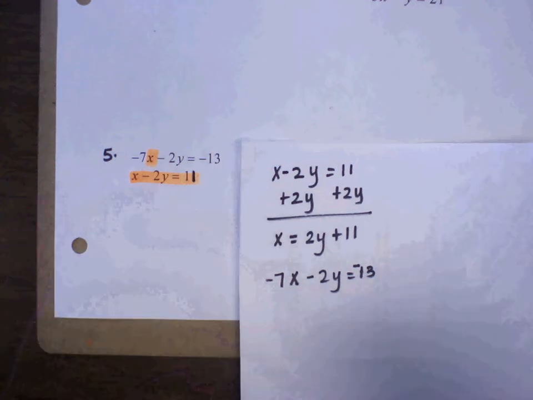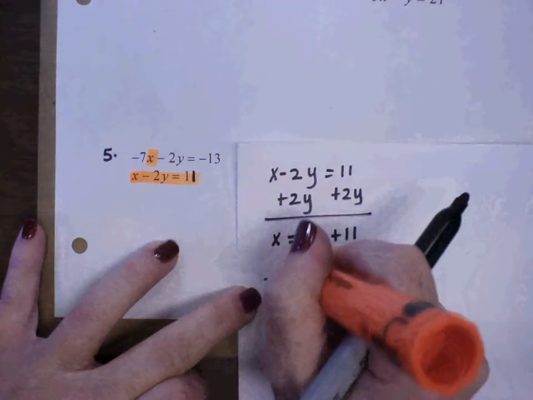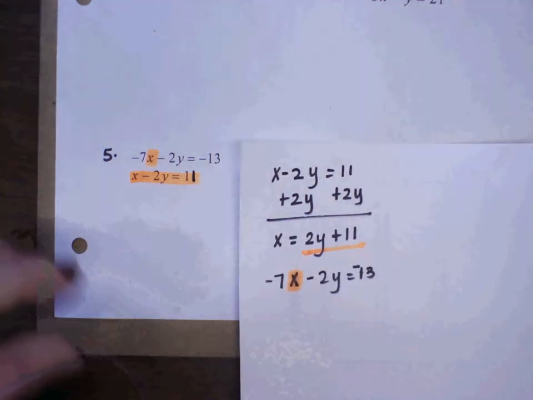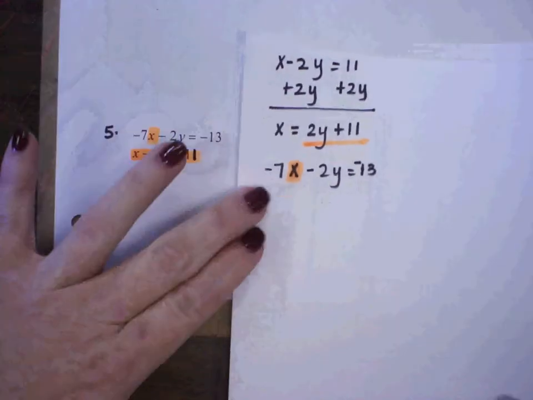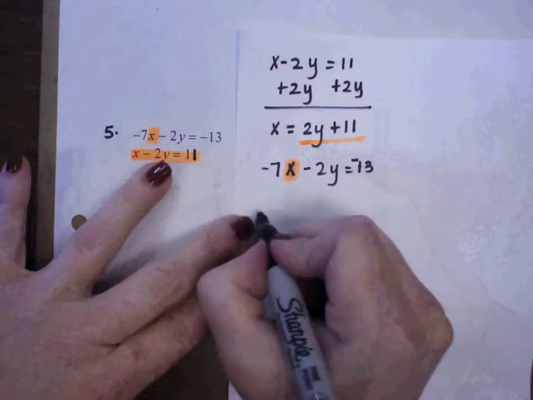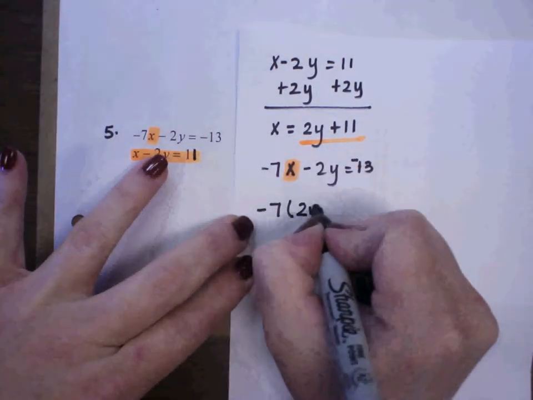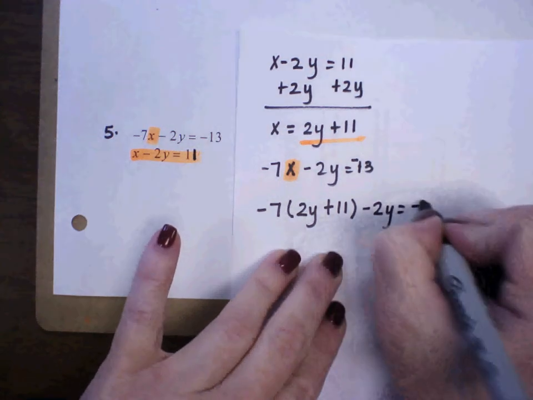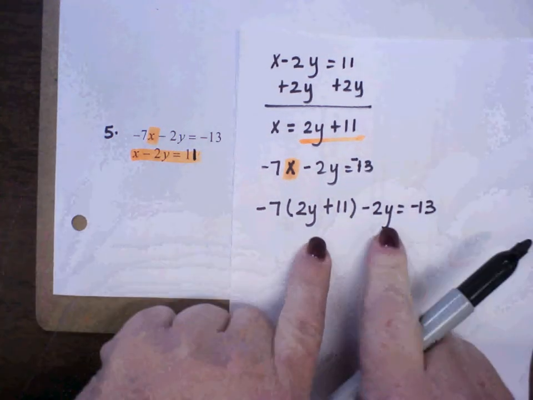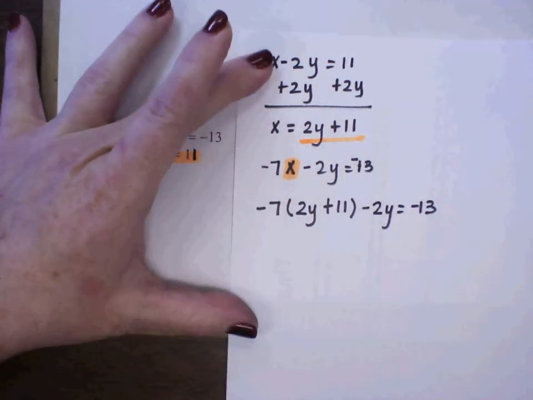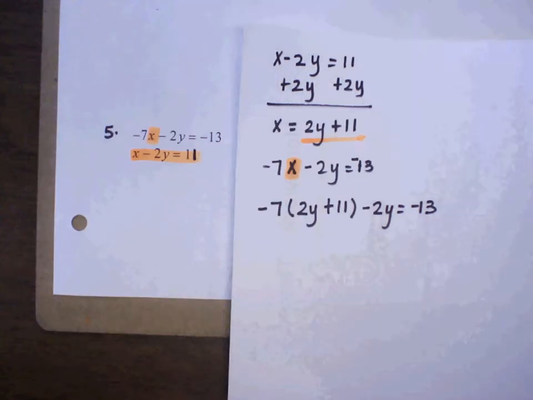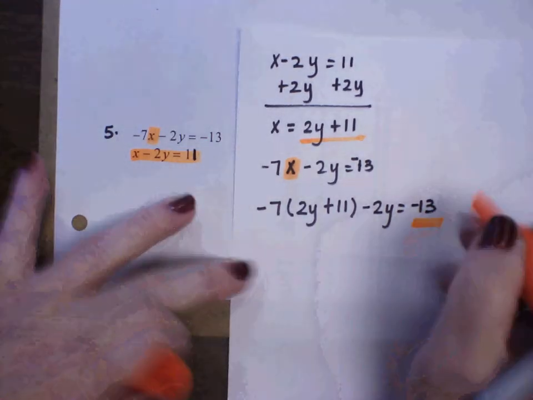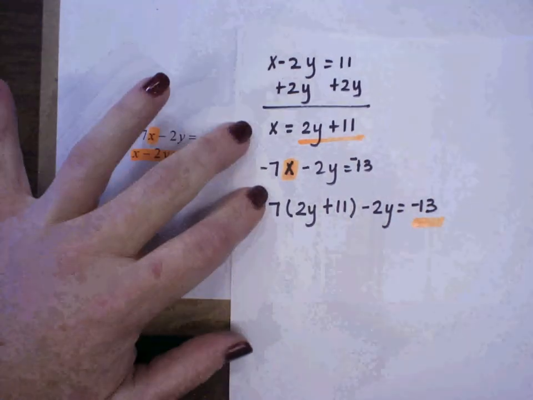And I'm going to take this and put it in there. All right? I'm going to move it up so that you guys can see. So this would be negative 7 times, open parentheses, 2y plus 11, minus 2y equals negative 13. And now I'm solving for y and not for x. And I will most definitely move that negative 13, go to the equation solver, and do my thing. Okay?